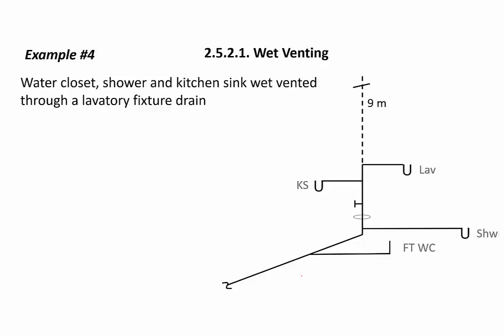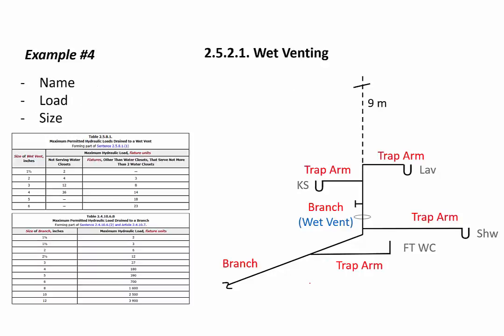Okay, next example, we have a water closet, shower, and kitchen sink, all being wet vented through a lavatory. So we might have these washroom fixtures on one side of the wall, kitchen sink on the other side of a wall. We're going to pick it up on this wet vent as well. They all separately connect to the wet vent, nothing symmetrically connected with the water closet. So let's see how that affects the size here.